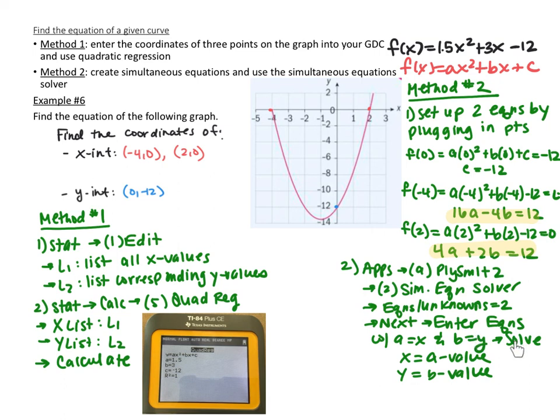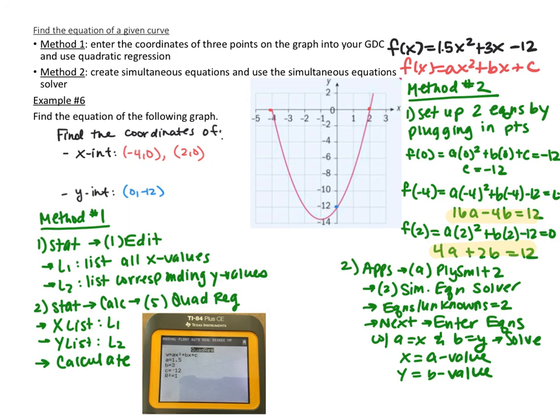Once you solve, you'll get x equals a number and y equals a number. That x is your a value, so x was 3/2 or 1.5, and that y is your b value. So then you can read those off and you get the same function that we found, with c being -12. So f(x) = 1.5x² + 3x - 12.